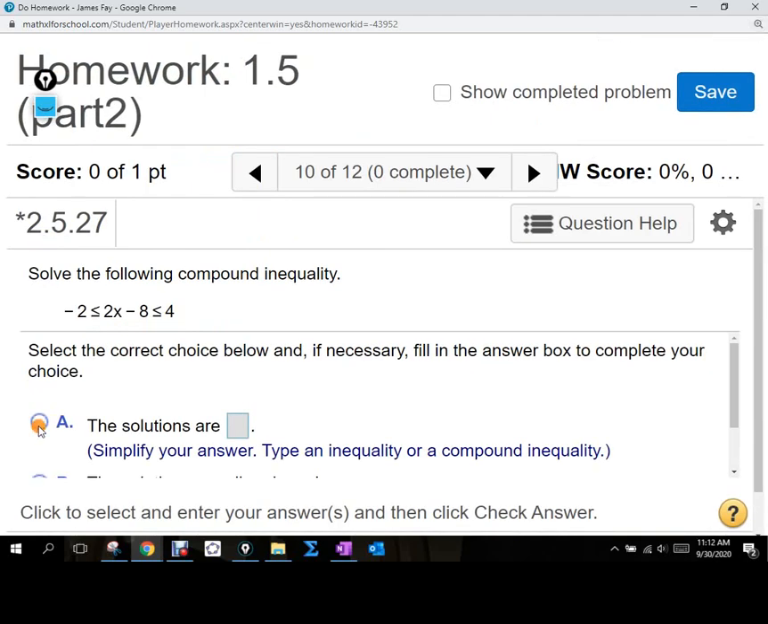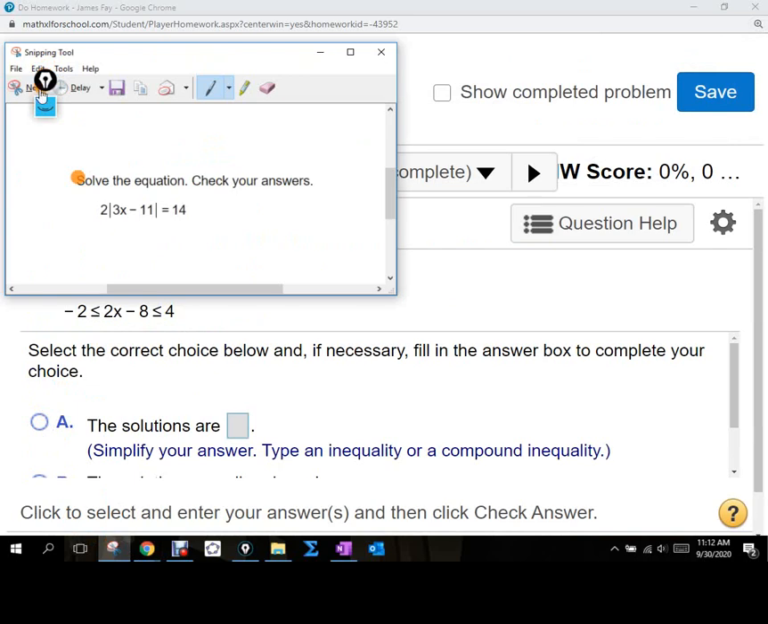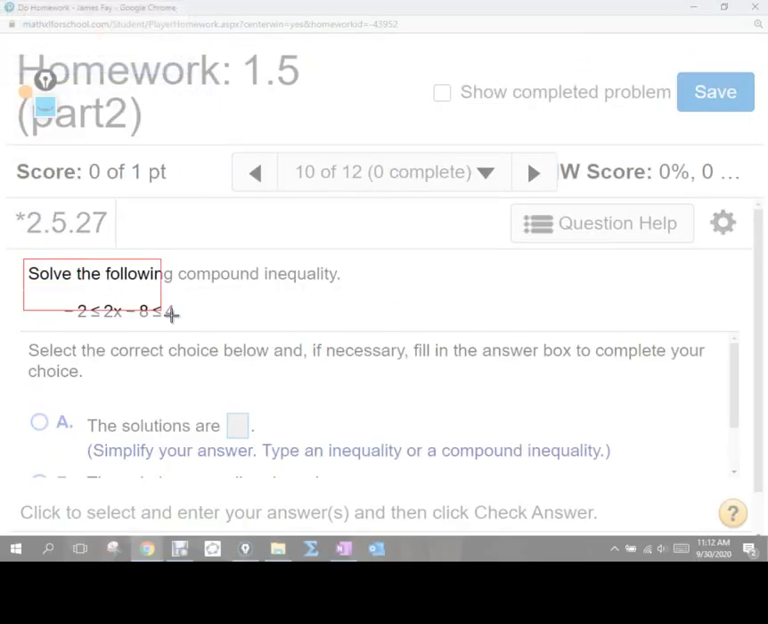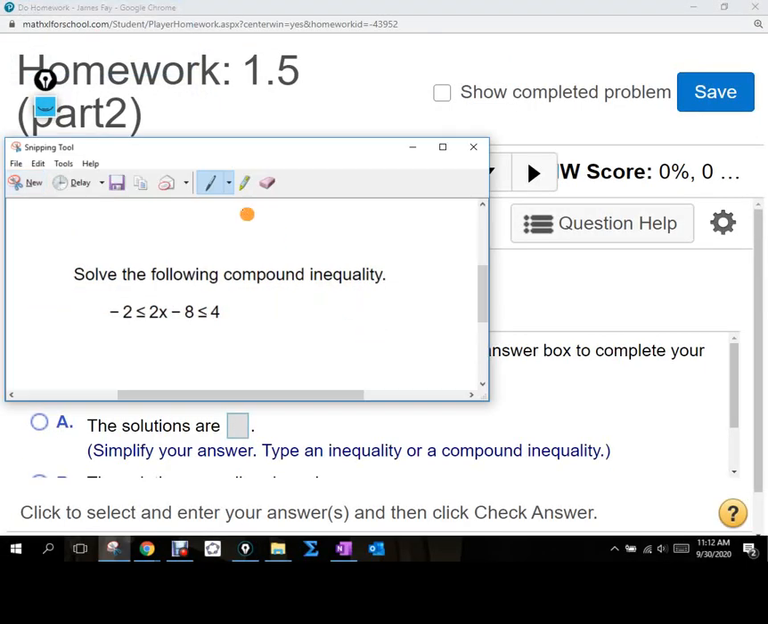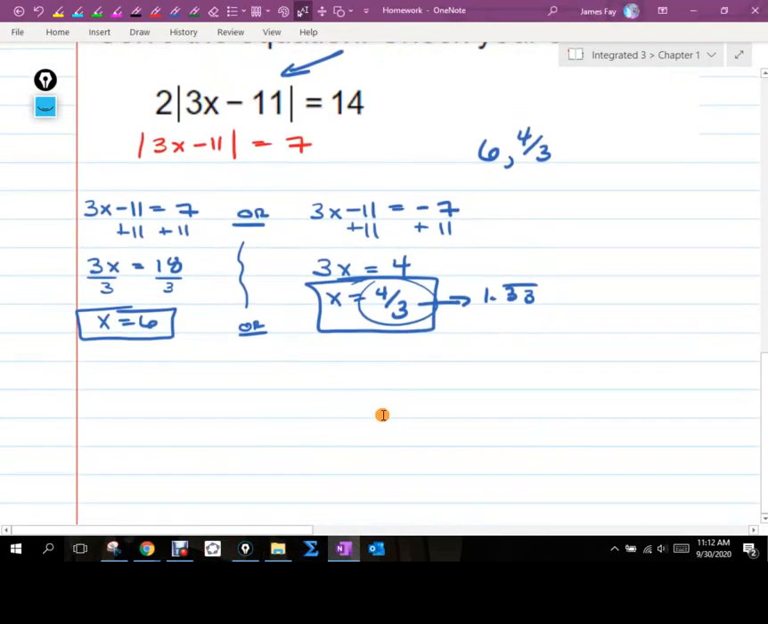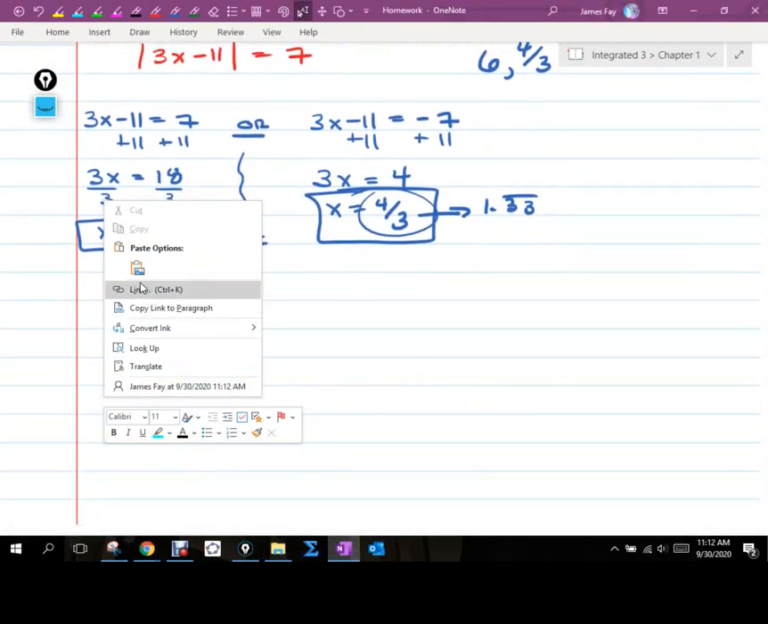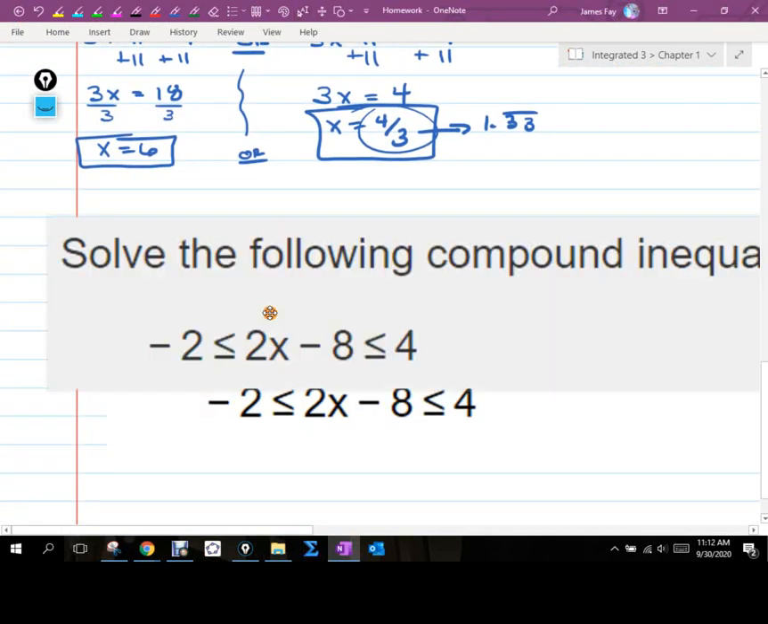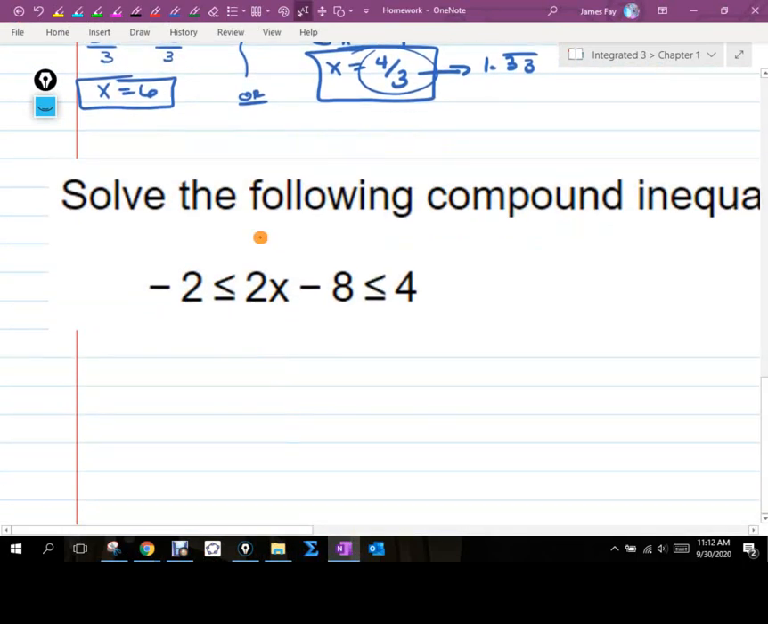This was a question that kept getting flagged on 1.5, so I'll talk about it. It says solve the compound inequality. There are two ways we can look at this. If it's presented this way, my suggestion is to leave it this way and do the work this way.